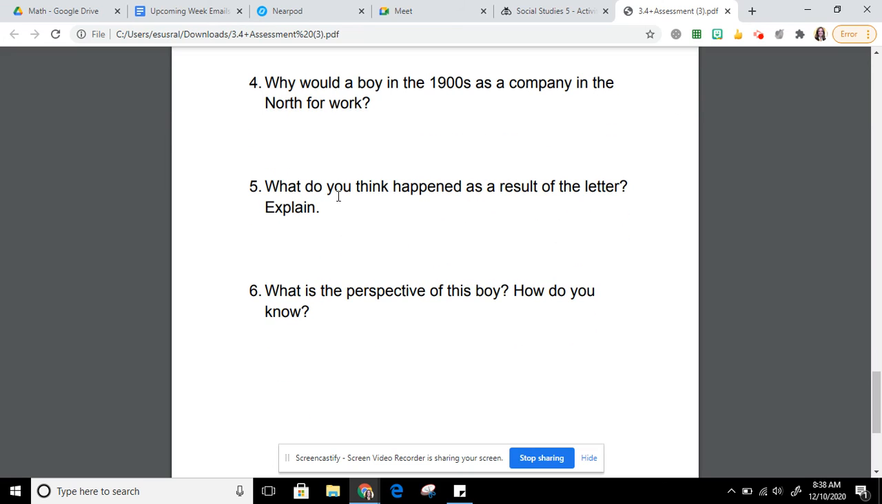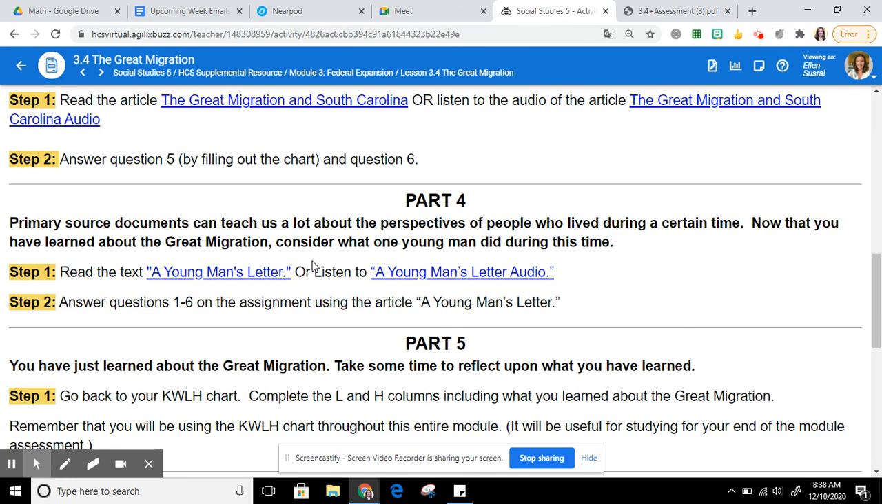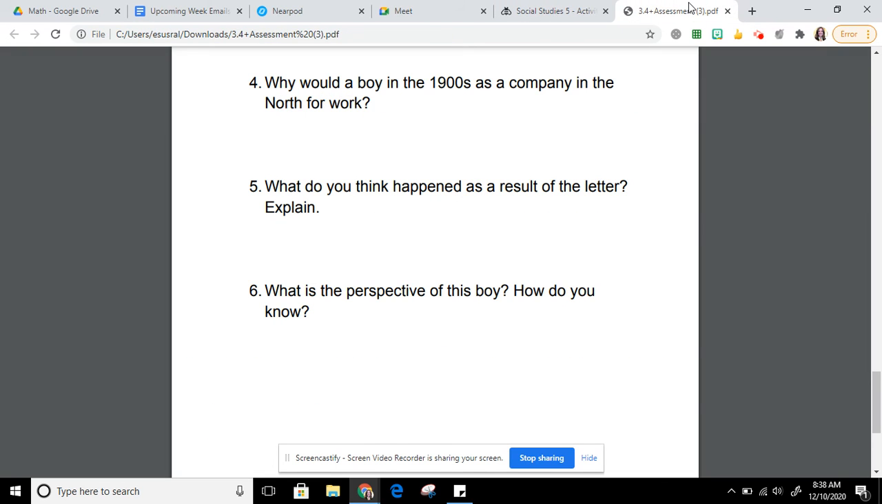Number 5, what do you think happened as a result of the letter? Make sure you explain what you think would happen and why you thought that would happen. And number 6, what is the perspective of this boy? How do you know? Again, perspective is like their opinion, their thoughts, their feelings. So what is their point of view or their perspective, their thoughts, their feelings? And how do you know that that's his perspective? What in the text, what in the letter here led you to believe that that was his perspective? Okay, so what was the evidence? How do you know?